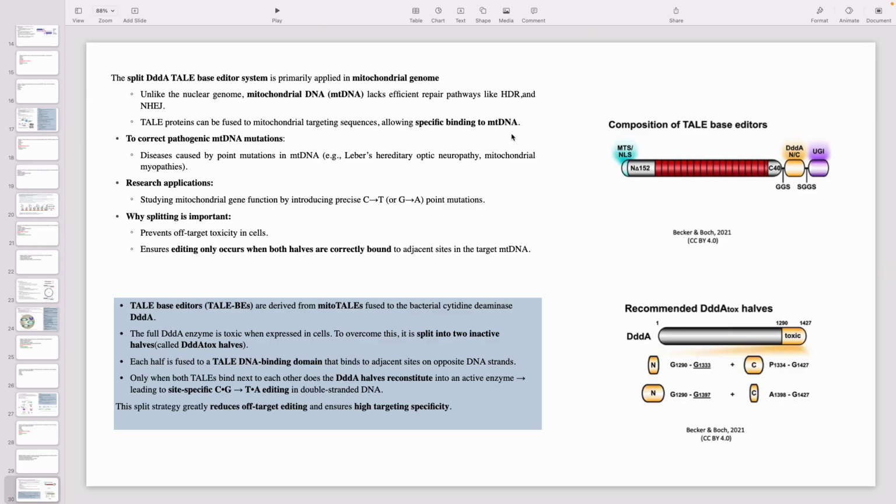I think my screen is not clearly visible, so let me fix this first.